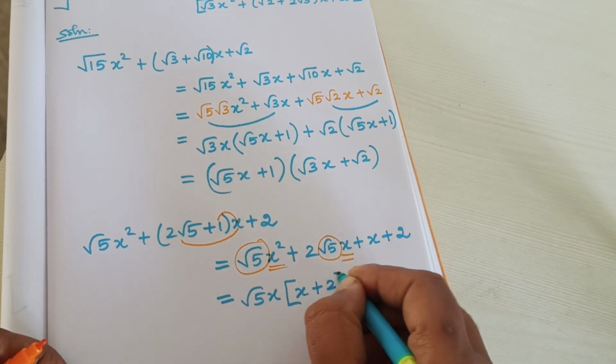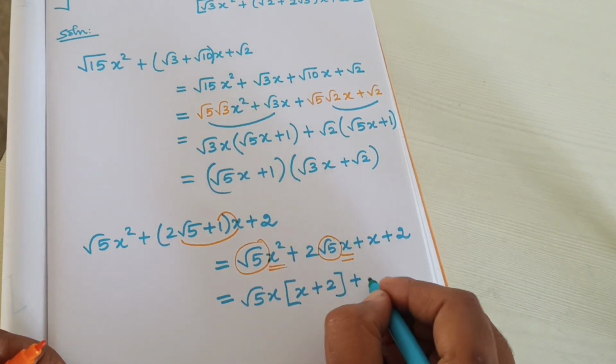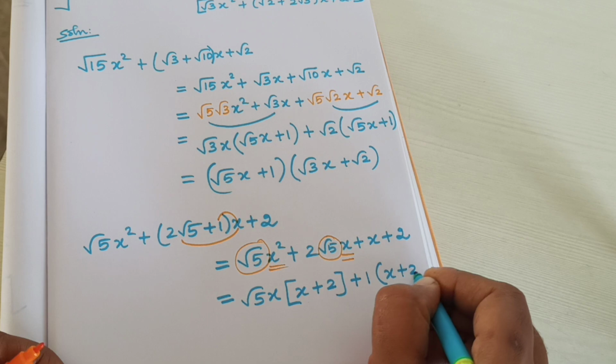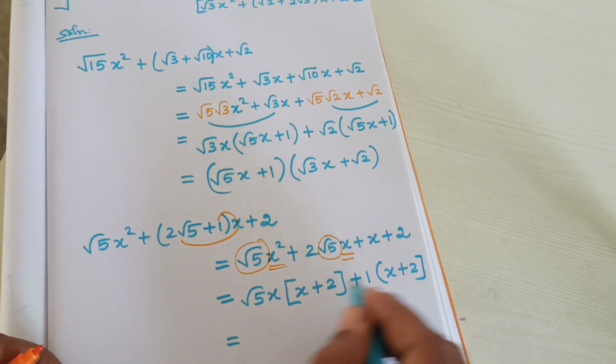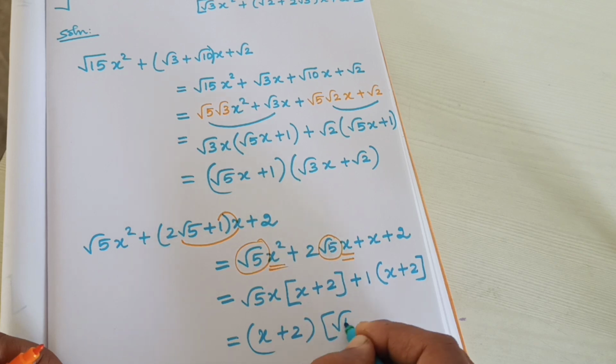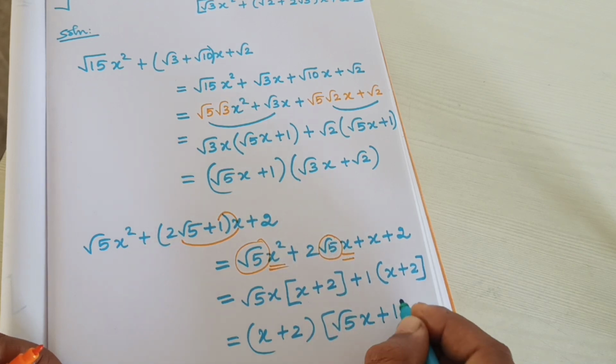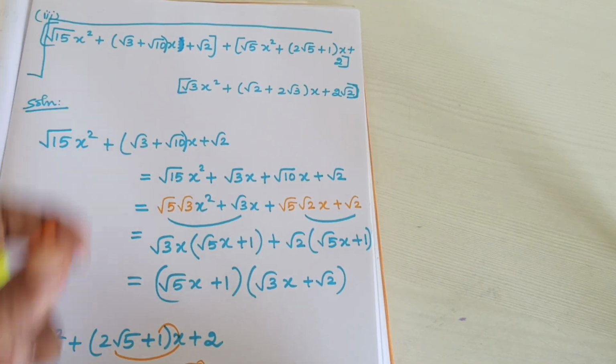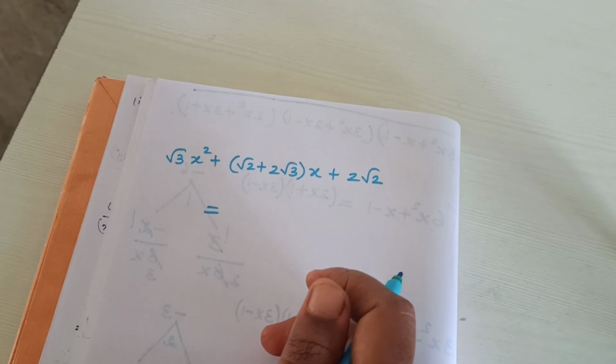x plus 2. Here, nothing is common. So one we can write x plus 2. Now which is common? x plus 2 is common. So the remaining term is root 5x plus 1. Two terms we split it like this, and we want to do the same for the third one also.